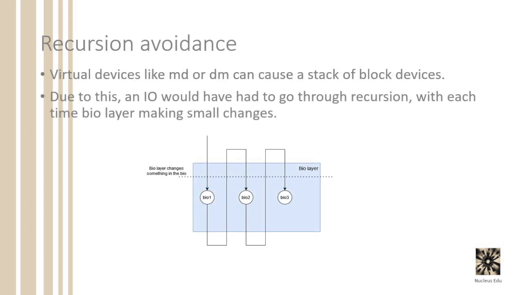And this is bad because there will be a long list of function calls stacking up on each other, and because of this recursion, it's going to take up a lot of resources, and if there's a file system above it, it's going to take up the resources even more. So there is a feature in the bio layer which is there to avoid this kind of recursion and reduce the resources used.